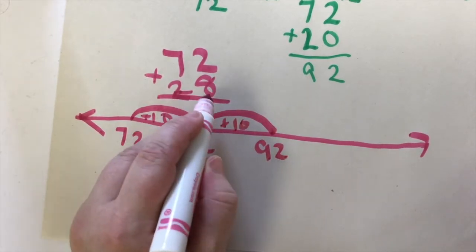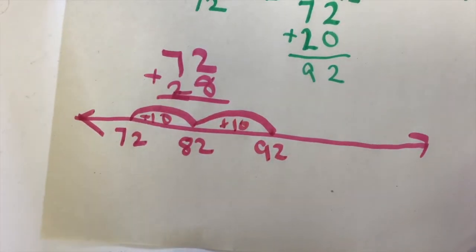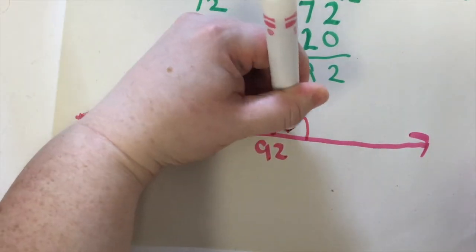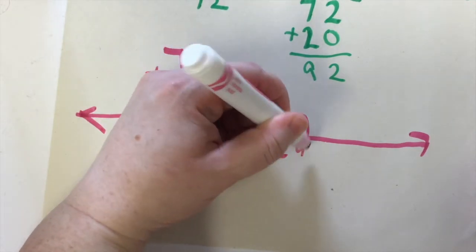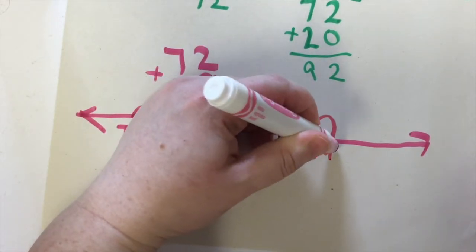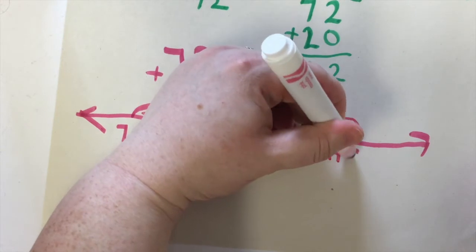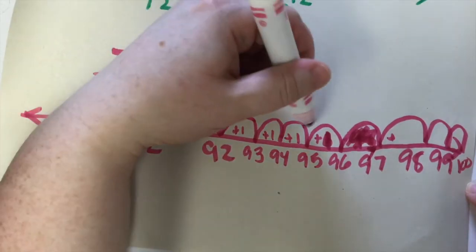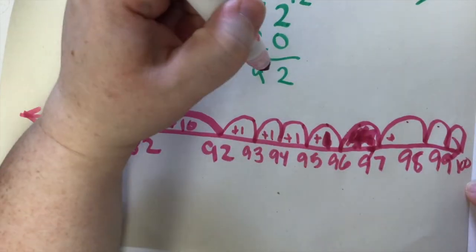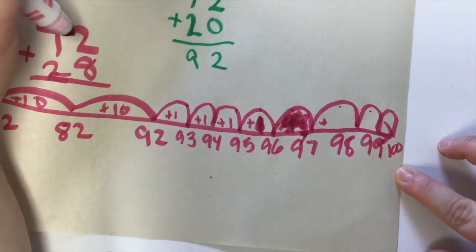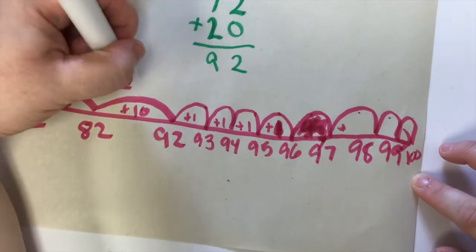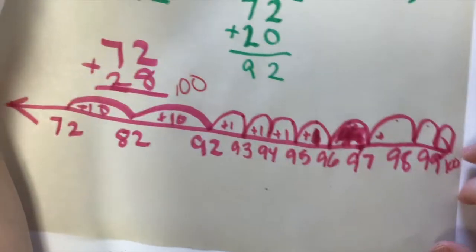But now I can deal with this 8. Now the ones, you use little hops, okay? Plus 1, and now we have 93, 94, 95, 1, 2, 3, 4, 5, 6, 7, 8. Yeah, look at that. We went all the way to 100. So there's our answer. Our answer is 100.